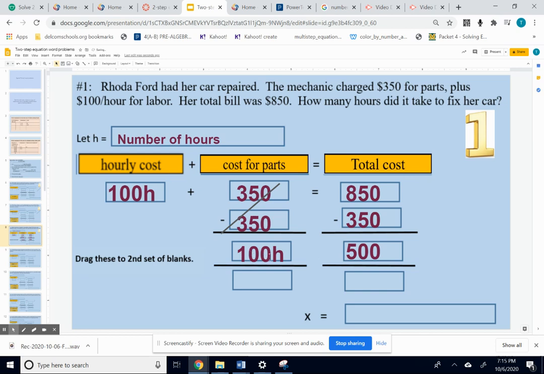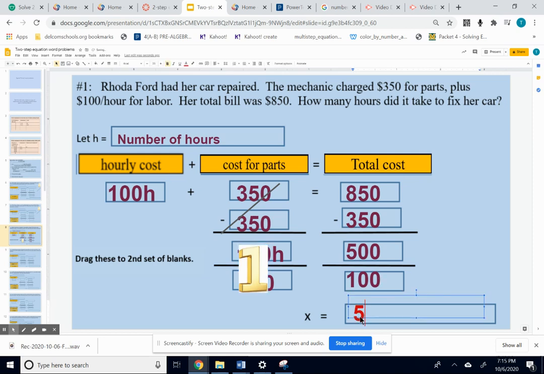Get rid of the multiplied 100 by dividing by 100. You have to do that to both sides. Divide both sides by 100. The 100 divided by 100 cancel because they become 1. 100 divided by 100 is 1. So we're left with 1H on the left. And again, I mistyped the variable. It should have been an H right down there instead of an X. So H equals 500 divided by 100, which would be 5. And now think about the label. H is the number of hours. So the answer would be 5 hours.